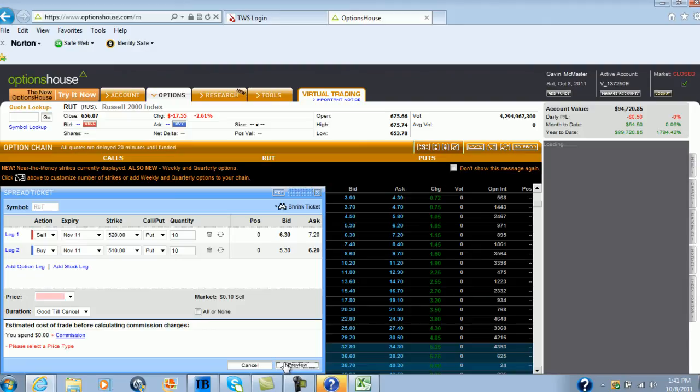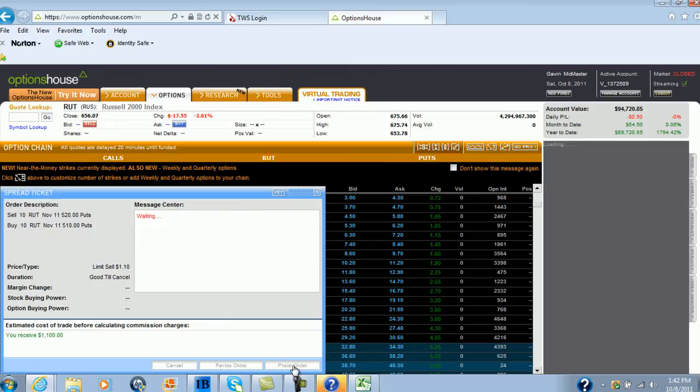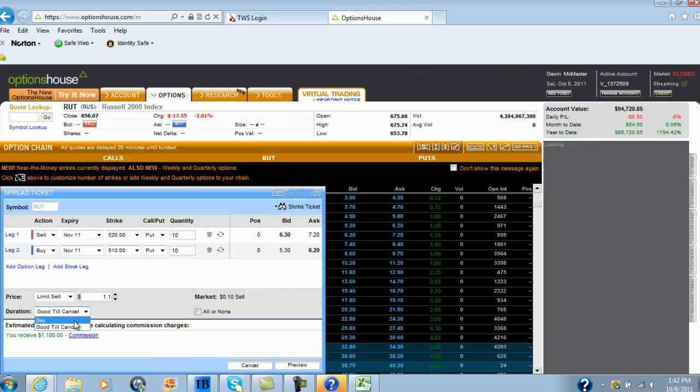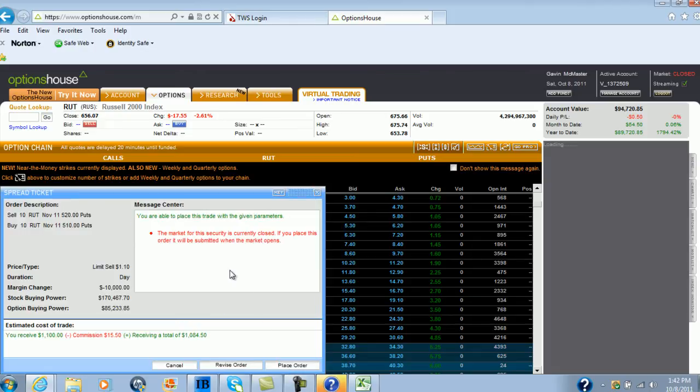So then you just hit preview. Oh, the price type cancelled out. So 1.1, preview. Currently not accepting good till cancelled spreads. Okay, so there you go. Unfortunately, you're going to have to do this as a day order by the looks of it. This is a virtual trading account. It's not a real account, so it could be different in a real account. But that was the error message we were getting.